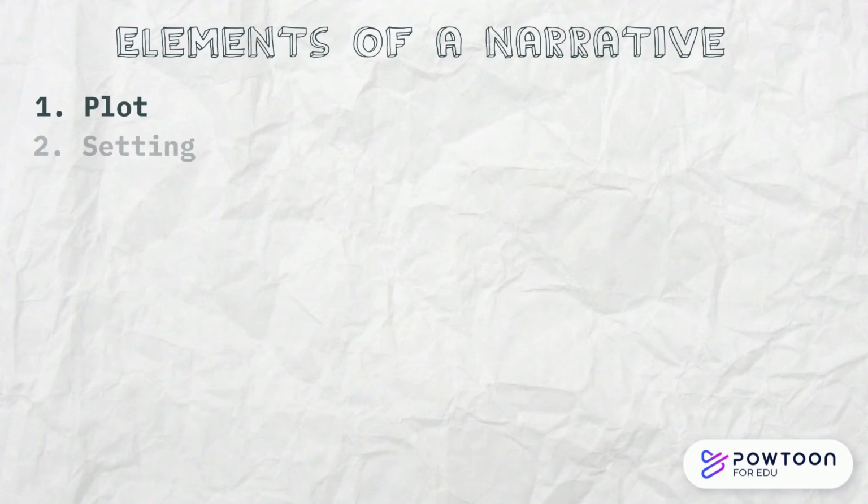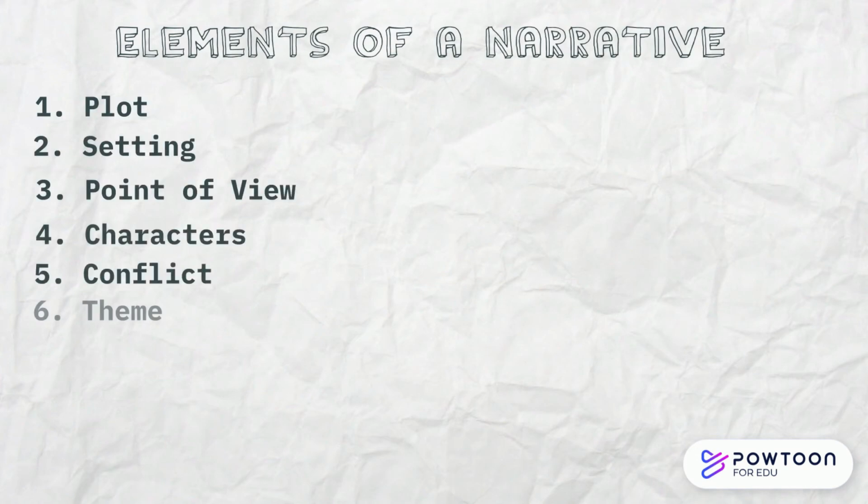Next is elements of a narrative. Number 1 is plot, which is the sequence of events that are being followed in a story throughout. It comprises all the parts I just told you in the previous few minutes.